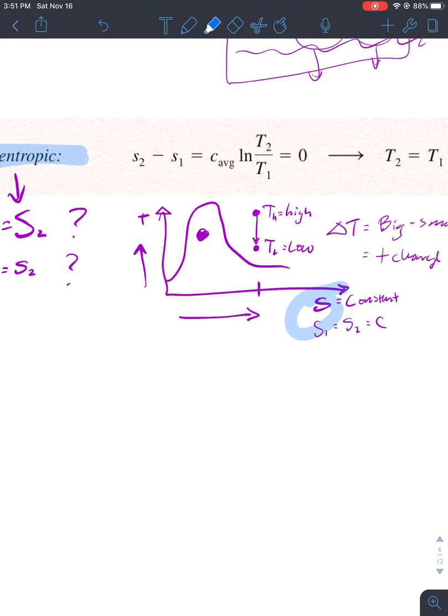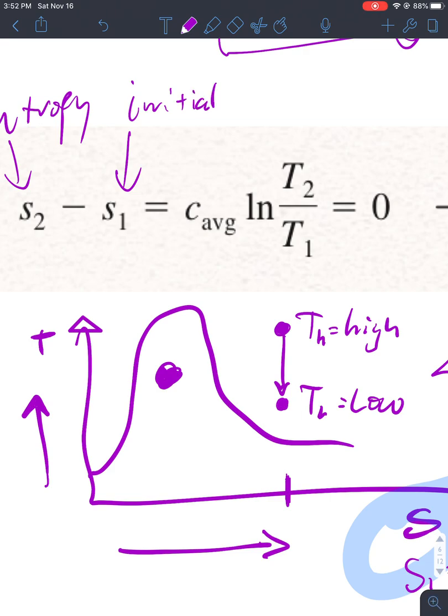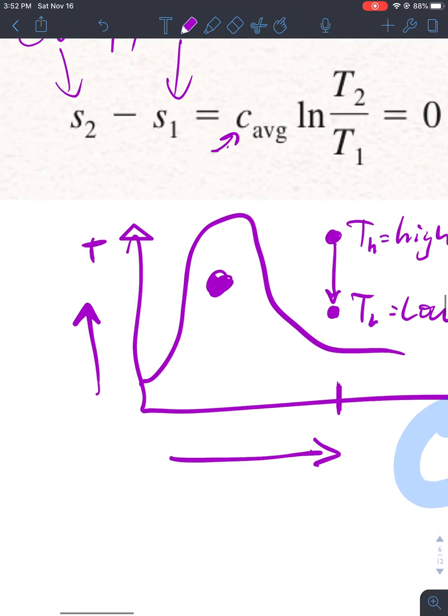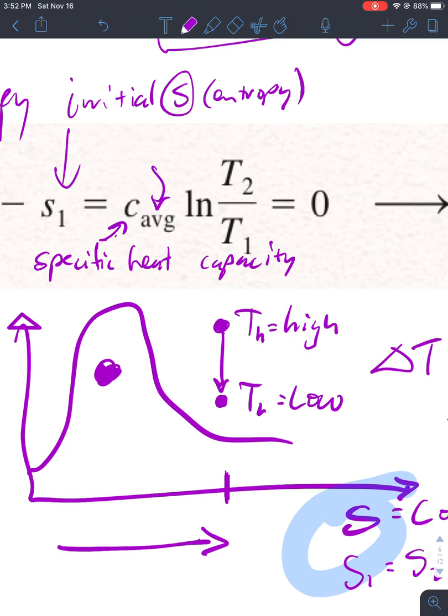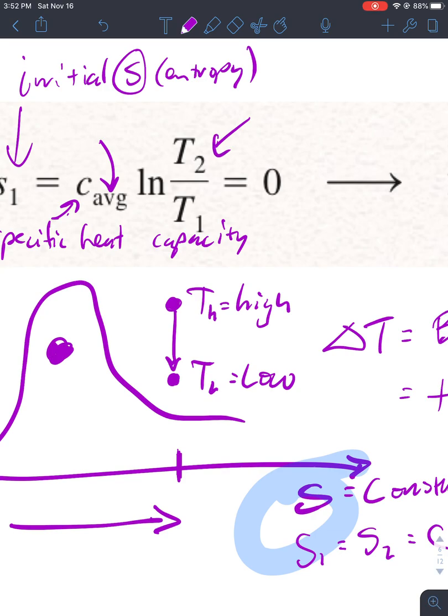Now let's say what each of the things are. S is entropy. S1 is initial entropy. C is, I think, the specific heat capacity. I don't know why you use the average specific heat capacity. Oh, it's actually average. Heat capacity doesn't change with temperature. Don't know why it's average. Think about it. Natural log T2 over T1.